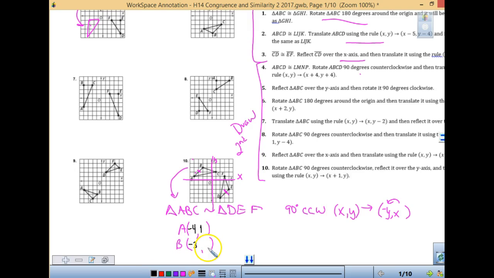-3. Or negative. I think -2, 3. I'm sorry, I don't know where. That's okay. Negative 2, 3. So using our new rule, now where would A prime be?